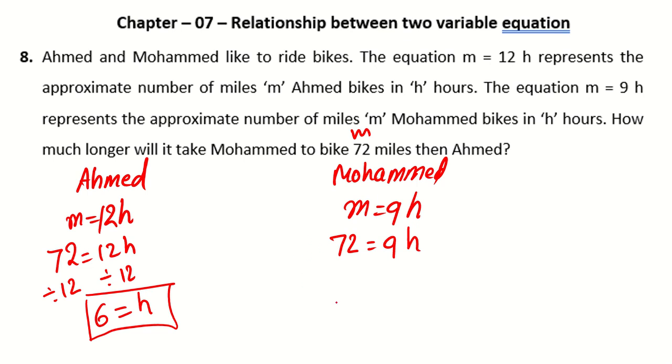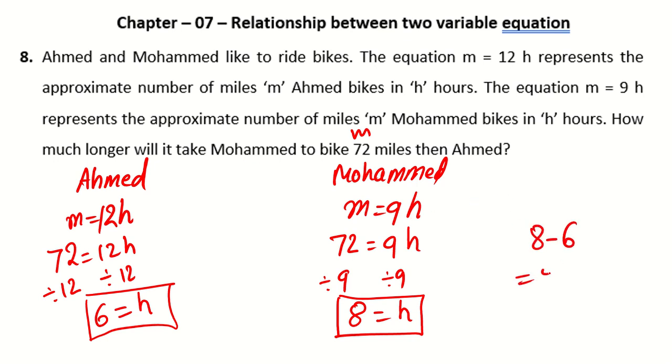And how much time will Muhammad take? Divide by 9 and divide by 9. So 72 divided by 9 means 8 is equal to h. So Muhammad will take 8 hours and Ahmed is taking 6 hours. So the question is, how much longer will it take Muhammad to bike 72 miles than Ahmed? So Muhammad minus Ahmed will be 8 minus 6, which means 2 hours. It will take 2 more hours for Muhammad than Ahmed.